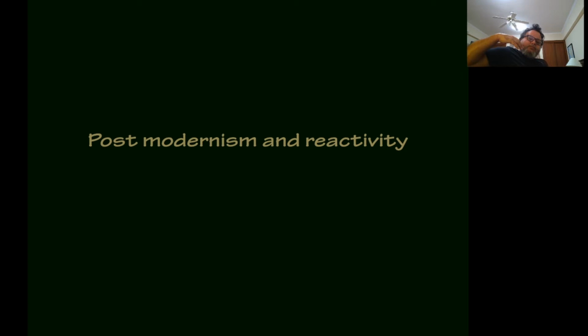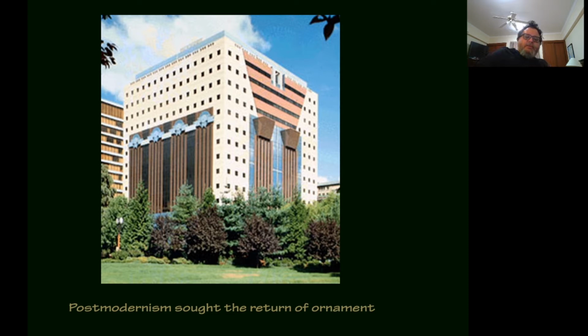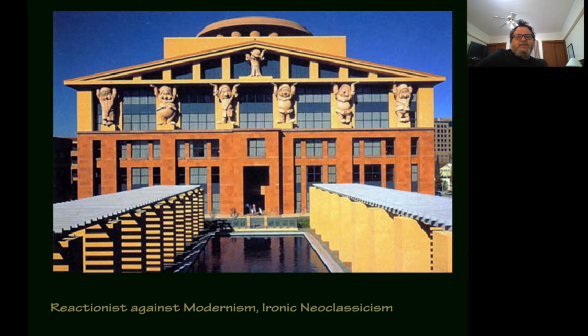So, we talked about postmodernism, and this is about sort of the reactivity to postmodernism from last week. So, you guys remember Michael Graves, who I talked about how controversial he was because many people found his buildings like crazy ugly. Postmodernism sought the return of ornament and was a reaction against modernism. I mentioned this in last week's lecture, but I didn't have this slide. This is Graves reacting to classical caryatids by making seven dwarves caryatids on this building he did for Walt Disney in California.